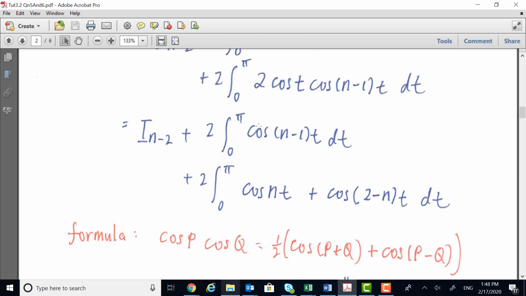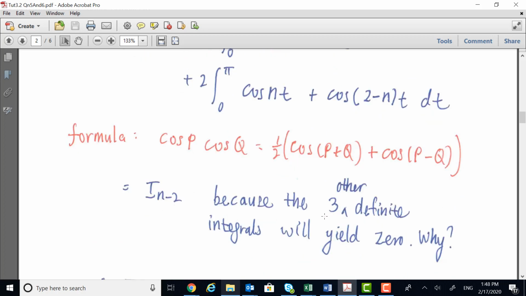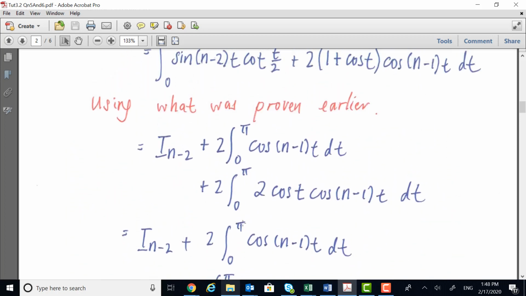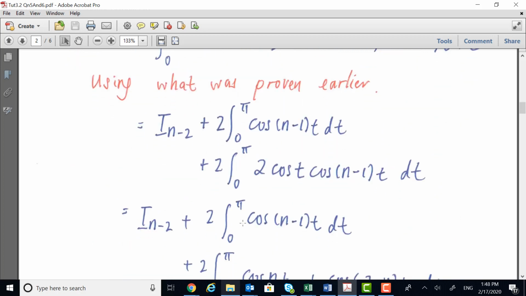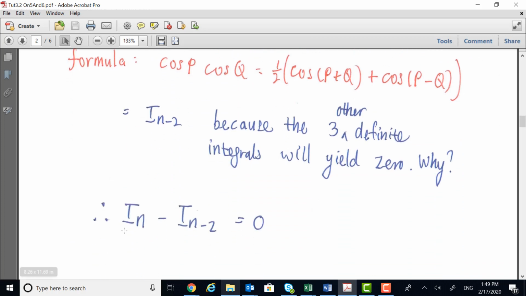And you'll notice that if you perform the integration for each of them, you'll find that each of them will end up with sine something. And then upon putting the limits, you'll find that the last 3 definite integrals will all be 0. You can perform the integration yourself. So therefore, you have managed to prove that I of n is equal to I of n minus 2. And now I bring the I of n minus 2 to the left-hand side. I got this result: I of n minus I of n minus 2 is 0.